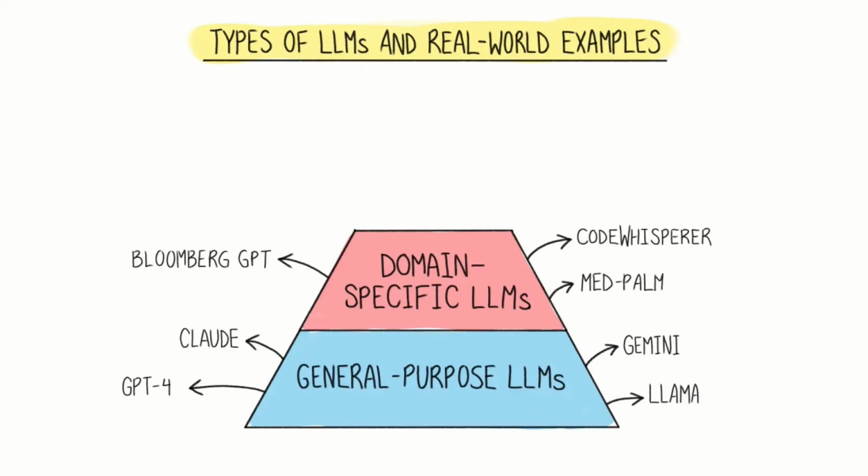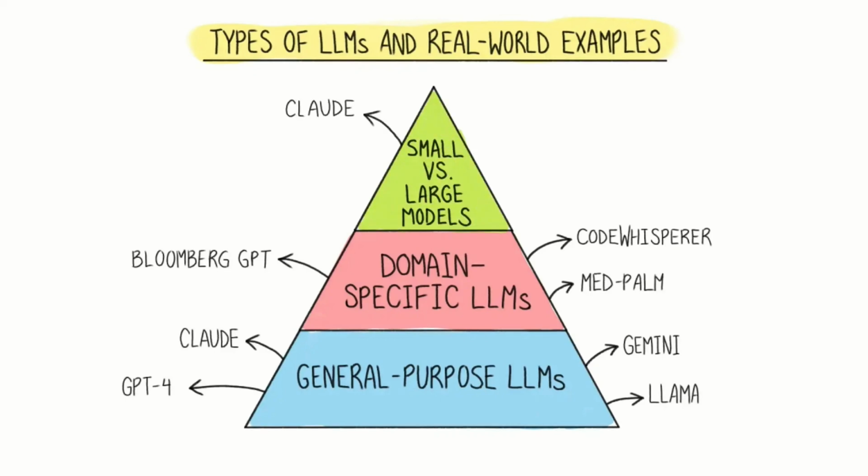Another type of LLMs are small versus large models. Large models like Claude have billions of parameters and run on powerful servers. Smaller models can run on your phone or laptop, but might not be as capable. Examples of smaller models are BERT, or many light versions of larger models.